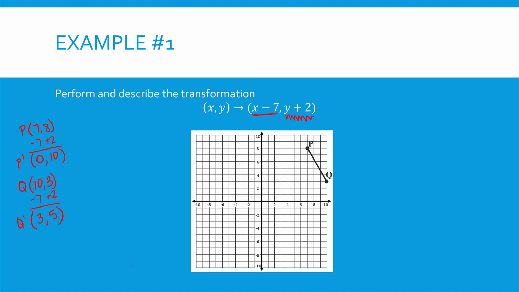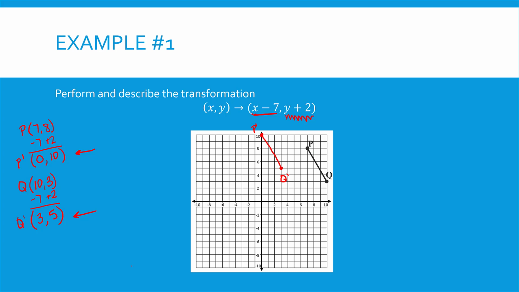So I'm going to graph these two new points. These are image points. So 0, 10, label it P prime. And 3, 5, and label that Q prime. So that would be my new image. But we also want to describe what happens. So we need to determine, did this move right, left, up, or down?